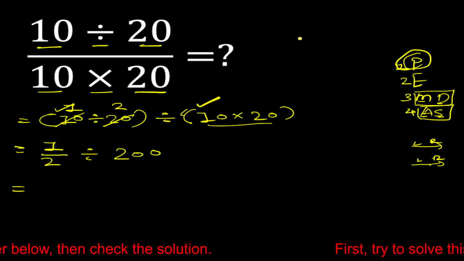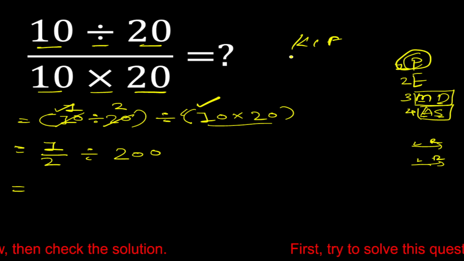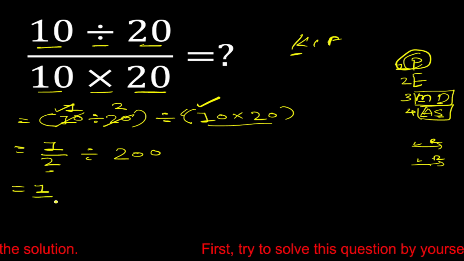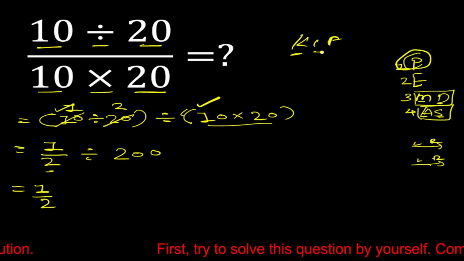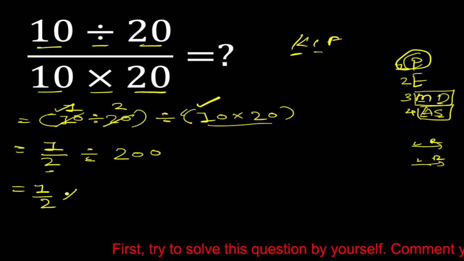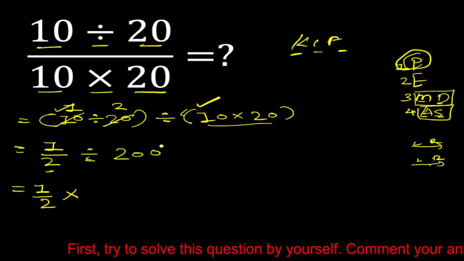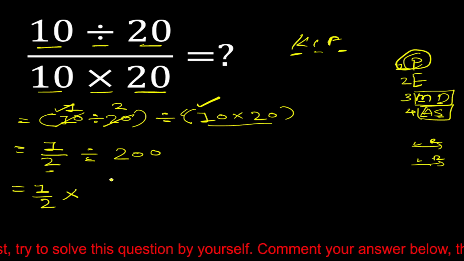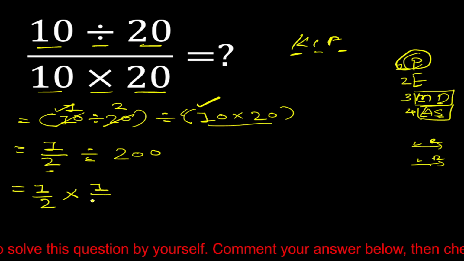Now according to the KCF rule, K means keep this first fraction as it is, the same, 1 upon 2. C means change this sign from division to multiplication. F means flip this last fraction. Divide 200 is equal to 1 upon 200.